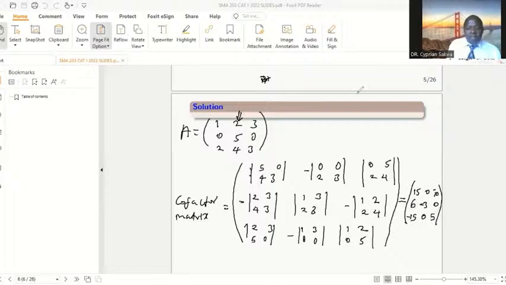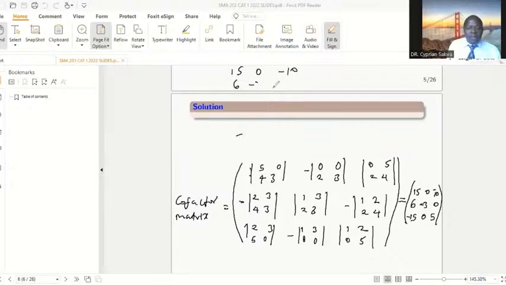And this is the cofactor matrix. So let me just write what you've gotten properly, in a good space, so that we can use it to get the adjoint, because the question wanted us to find the adjoint. But what we have is the cofactor matrix. So let me create this space. We just found that the cofactor matrix is 15, 0, negative 10; 6, negative 3, 0; and negative 15, 0, 5. This is the cofactor matrix.